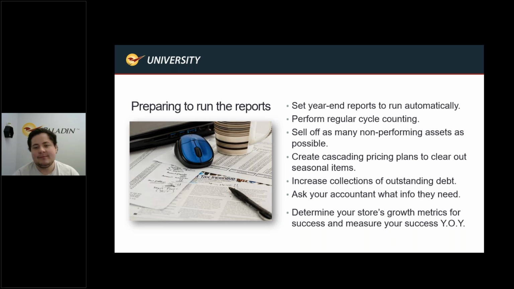Next thing is sell off as many non-performing assets as possible. Again, that is just wanting to turn over your inventory, making sure that you are pushing out as much inventory as you can possibly get out of the system. It's really important just to start fresh, right? You want to get all of the non-performing assets out of there.